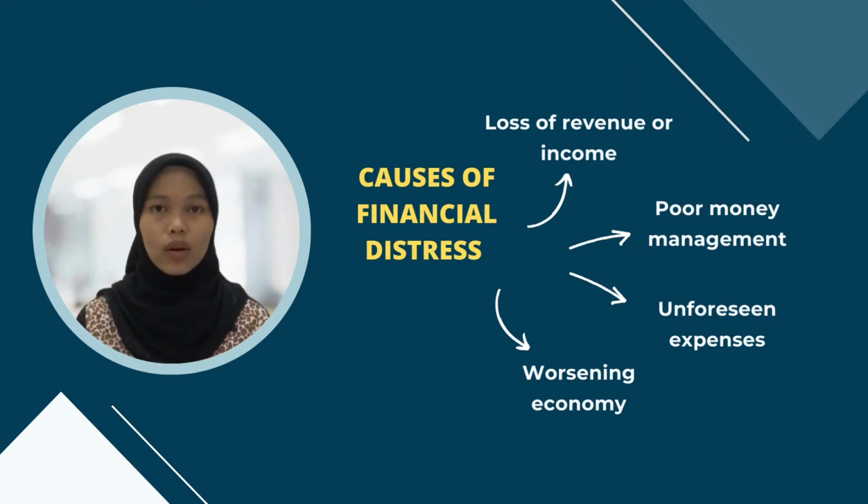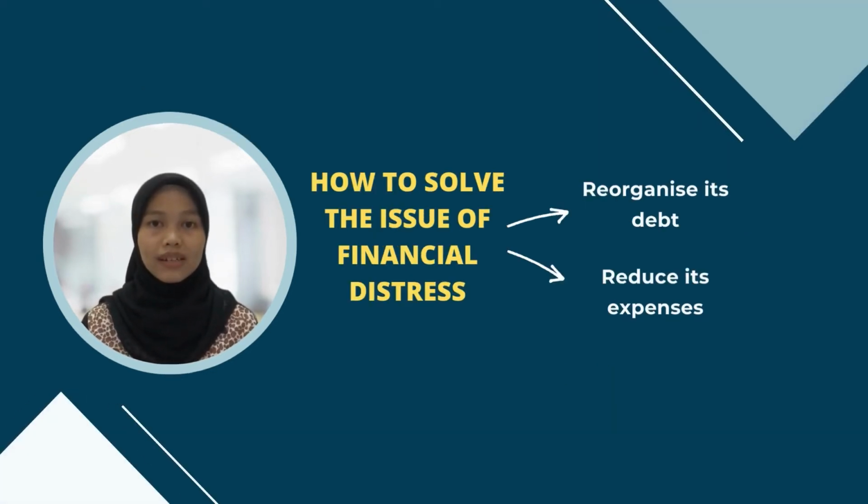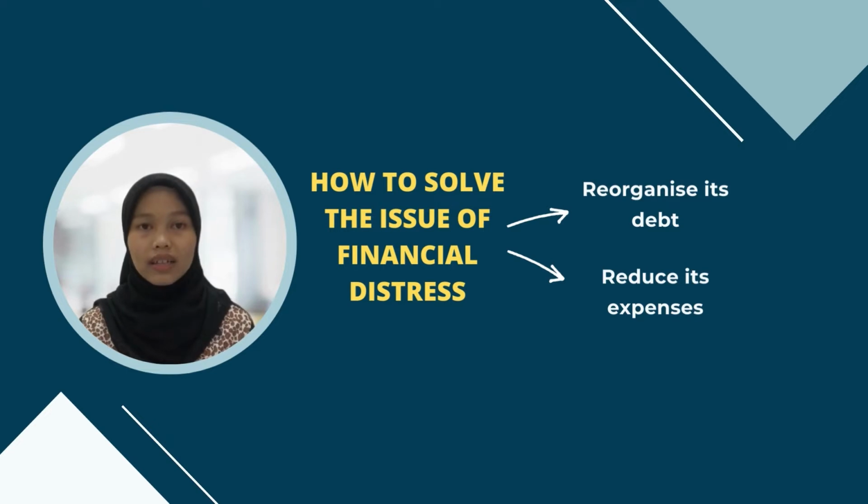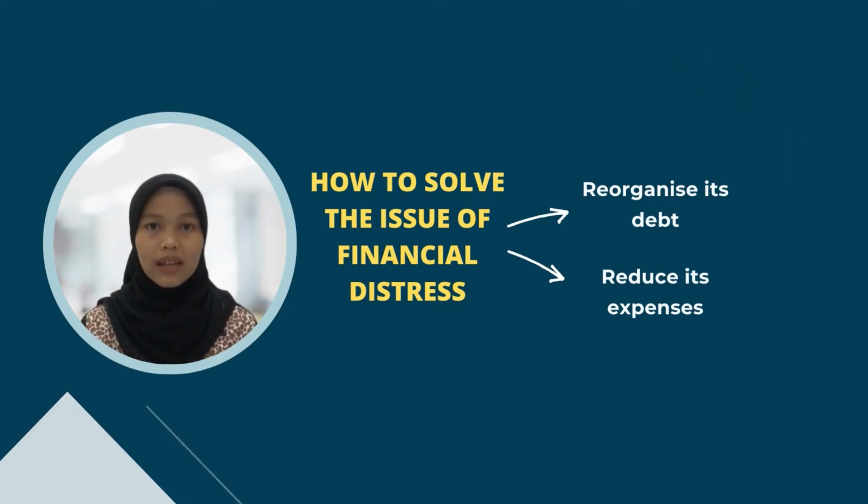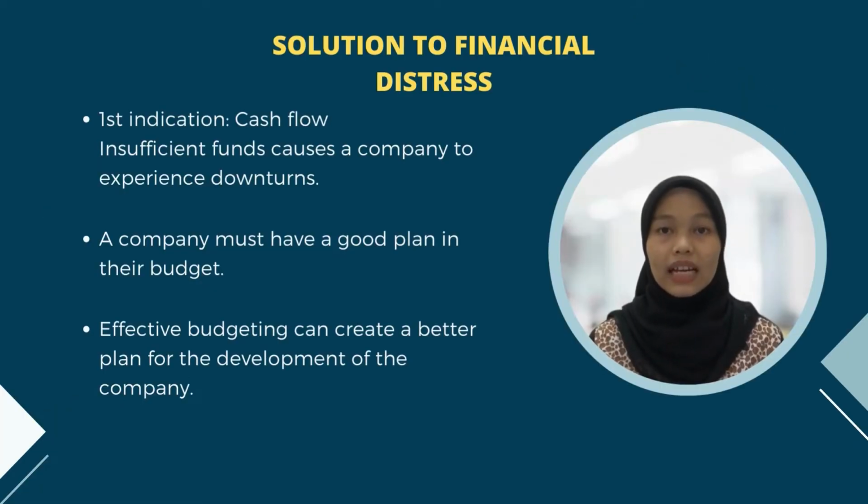and a worsening economy. When the economy is experiencing a recession, it will cause a decline in revenues. In order to rectify the issue, a company may reorganize its debt or reduce its expenses. The first indication of this is cash flow: when it has insufficient funds, a company experiences downturns. On top of that, a company must have a good plan in their budget, as it is important to make sure their expenses are within their budget. A company with effective budgeting can create a better plan for the development of the company.